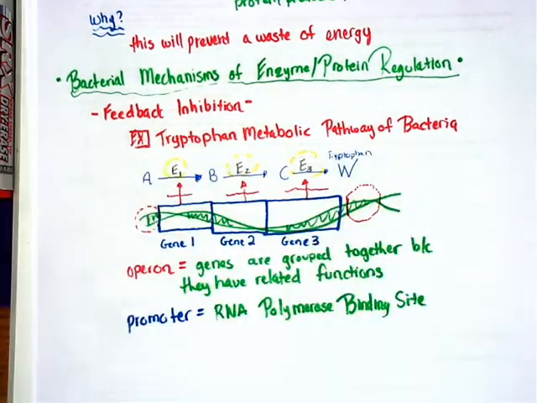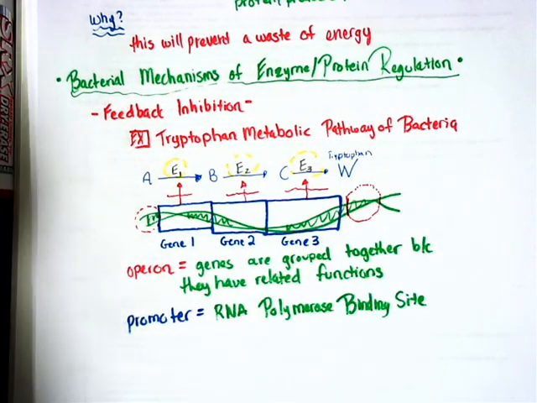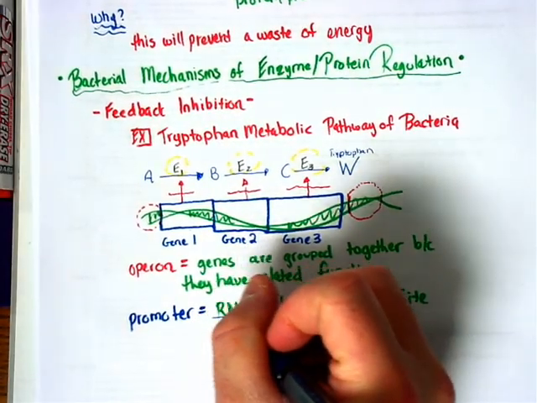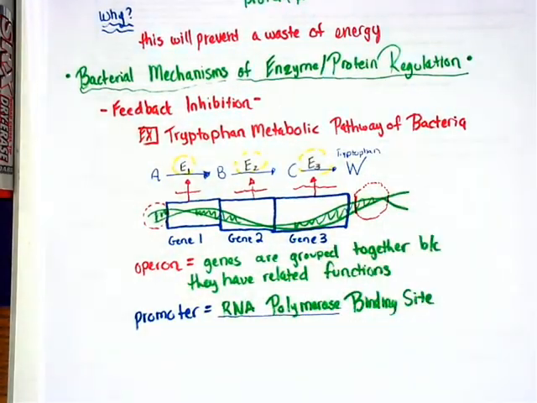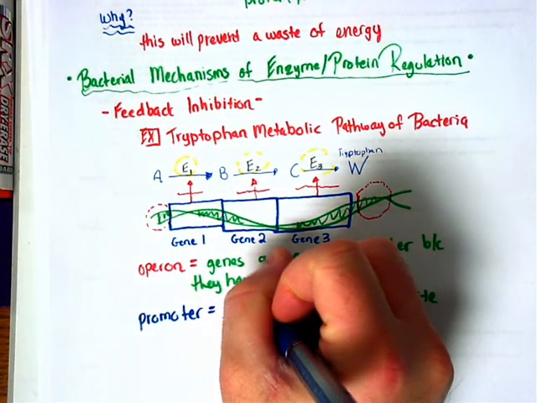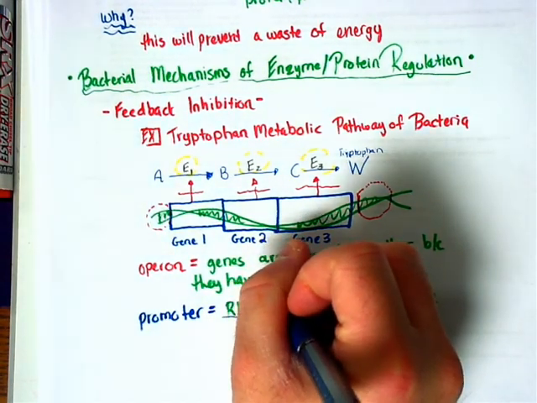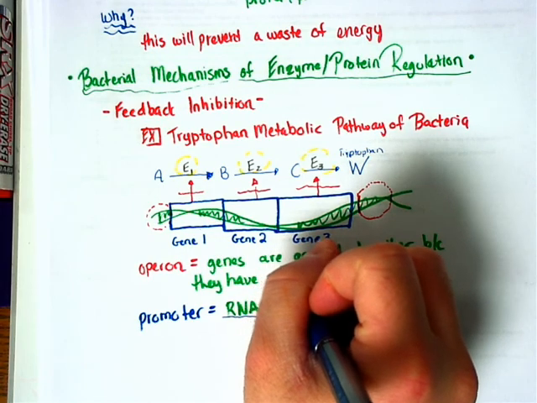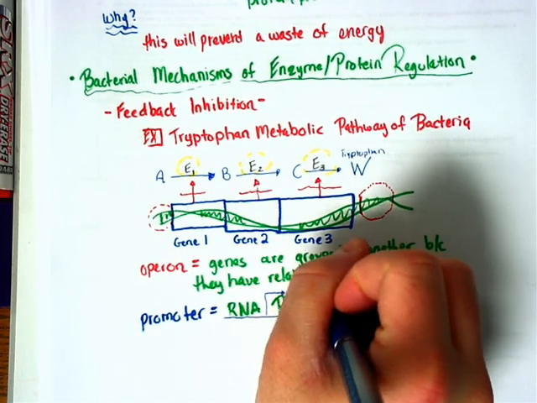Now, what does RNA polymerase do? Can someone remind me? We just tested on this like last week. Yes, so it codes for the mRNA, right? It makes your mRNA. So this is the enzyme that makes mRNA.